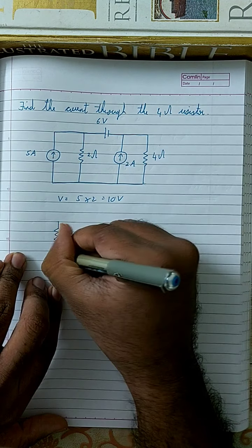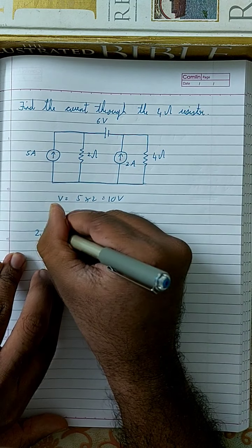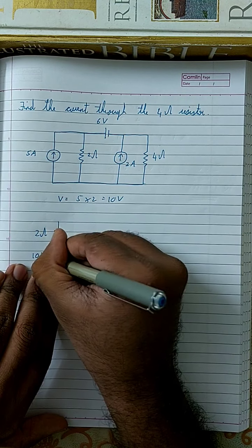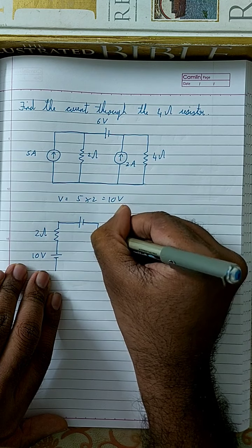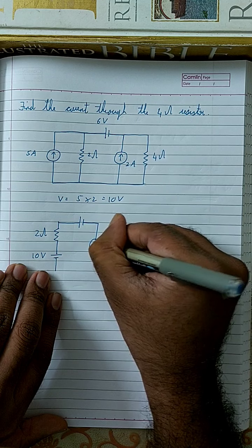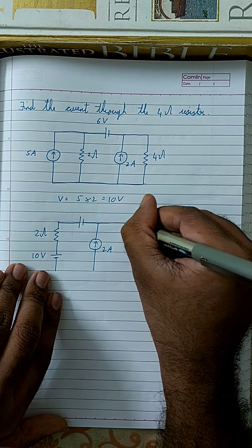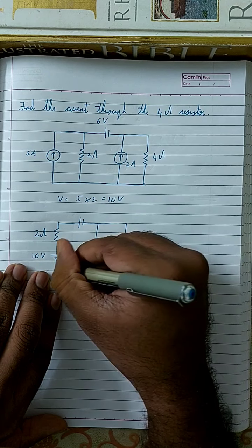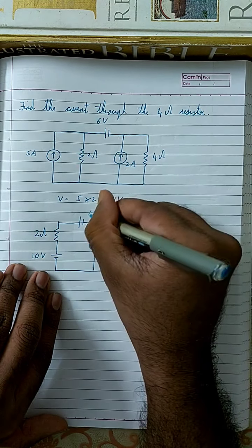You have a resistor and you have a voltage source. This resistor is the same 2 ohm and this voltage source is 10 volt. The rest of the circuit is the same, no touching. I'm not touching the remaining elements. There you have, this is 4 ohm and this is 6 volt.